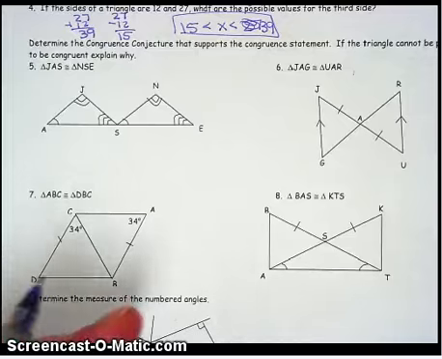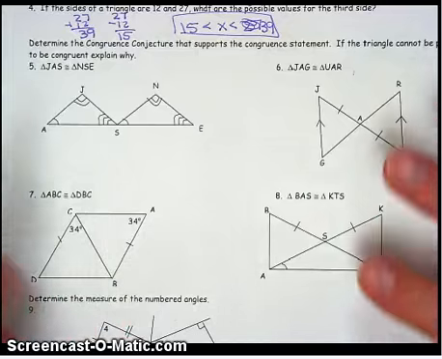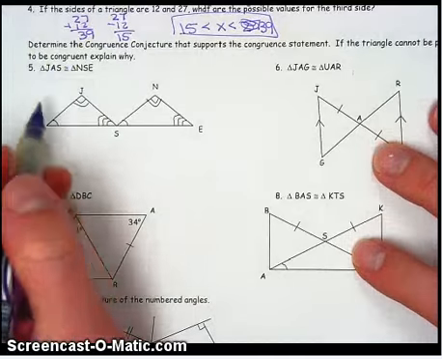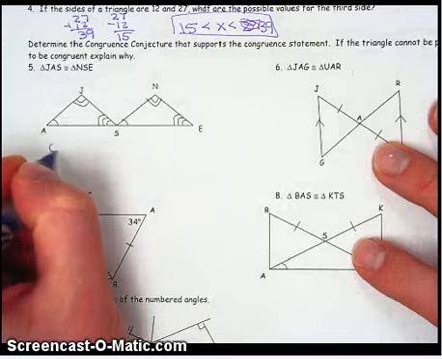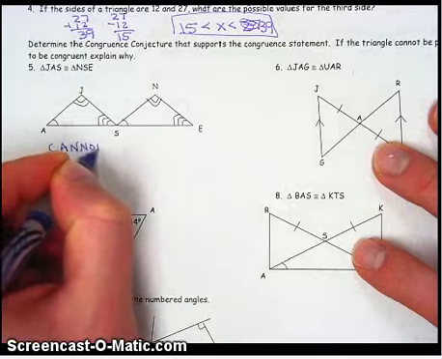Now I gave you a couple where you have to decide whether or not they're congruent. So on this first one, they're not congruent. This will be that cannot be determined.